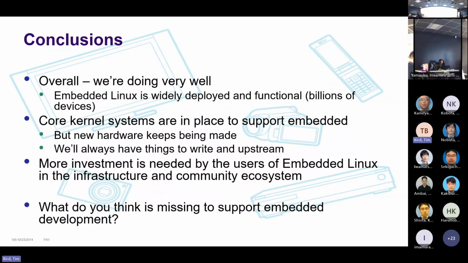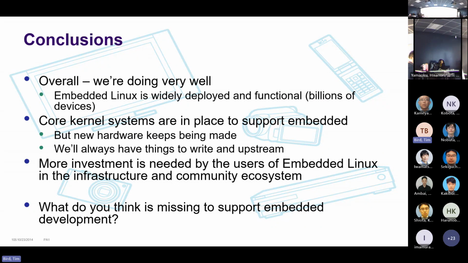So I'm just going to cut right to conclusions. Overall, we're doing very well. As you can see from the discussions from the Embedded Linux Leadership Summit, there's a lot of areas that still need a lot of work. But embedded Linux is widely deployed and it's very functional. It's literally in billions of devices. So the core kernel systems are in place to support embedded.